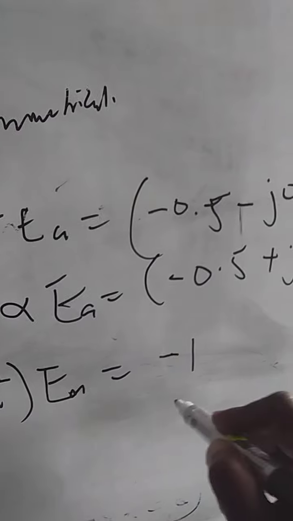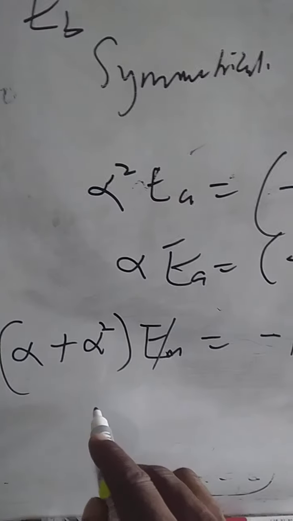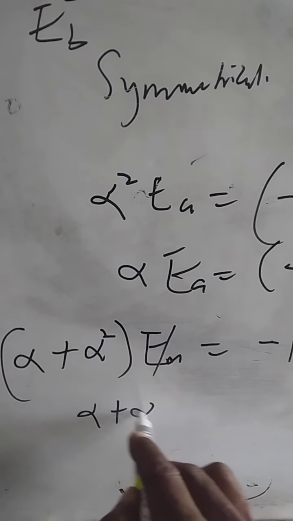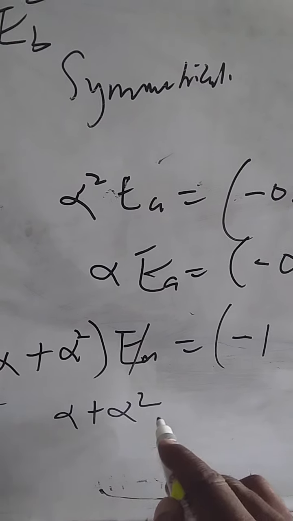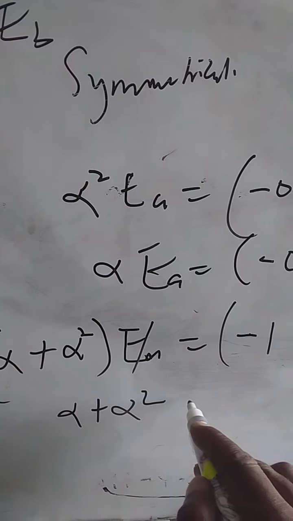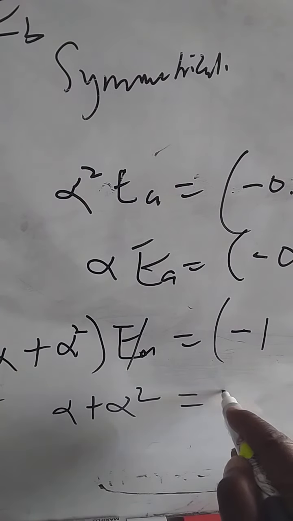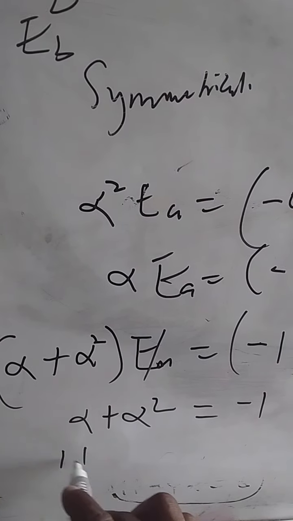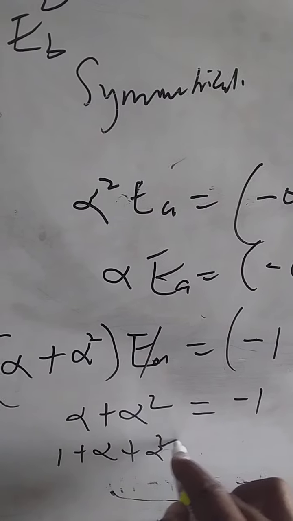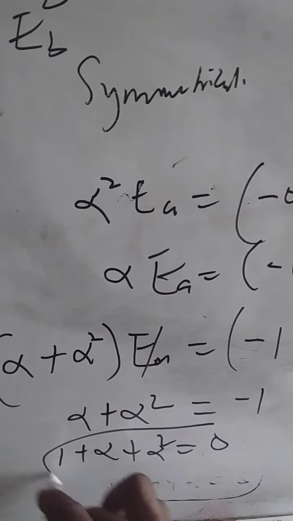The J terms cancel out, so the imaginary parts cancel. Then you have alpha plus alpha squared equals minus 1. So if you bring this back, you have 1 plus alpha plus alpha squared is equal to 0. Also, that proves what we concluded there.